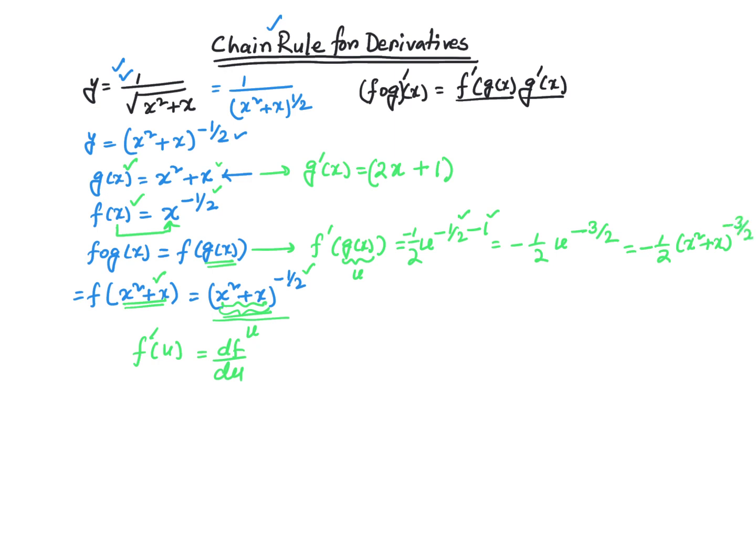So now I have f prime of g of x, and g prime of x. So my answer is going to be nothing but this. Just multiply it out. Negative 1/2 times x squared plus x raised to the power negative 3 over 2 times the derivative of g, which is g prime of x, which is 2x plus 1. And that's what the answer should be.